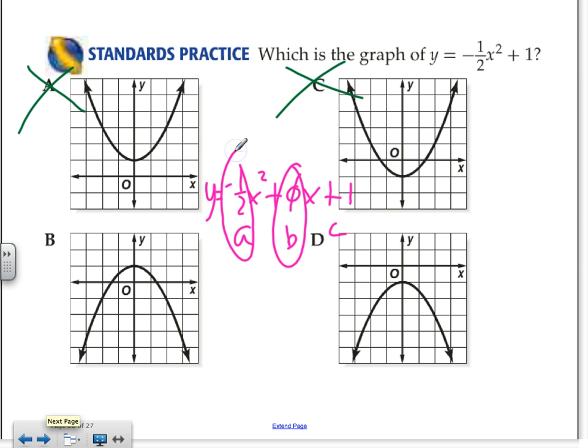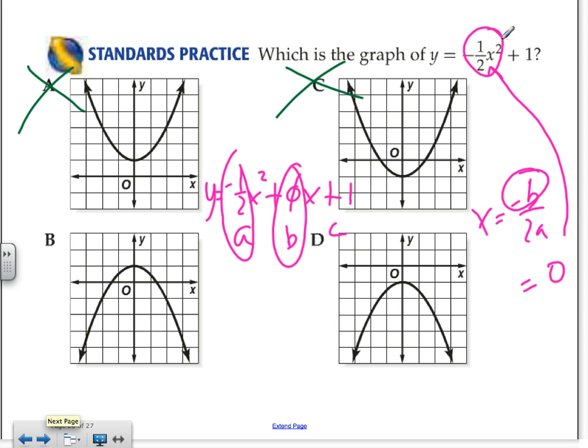a is negative 1/2. According to our formula, x equals negative b over 2a. If b is 0, that means the top is going to be 0. 0 divided by whatever value here will give you 0. So if x is 0 and you plug it back in here, what is y going to be? This will become 0, and 0 plus 1 is 1. So isn't our y 1? In this case, the vertex is (0, 1). Look here, which one has (0, 1)? B. There it is. Do you see how easy it is to identify your graph?